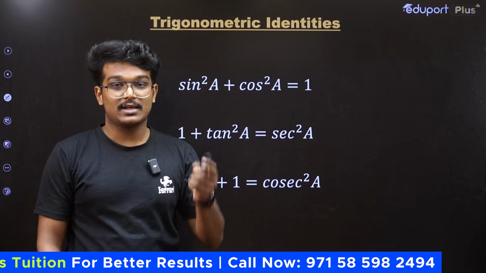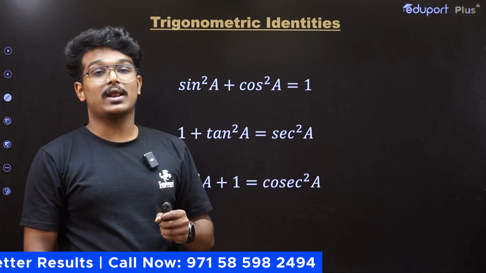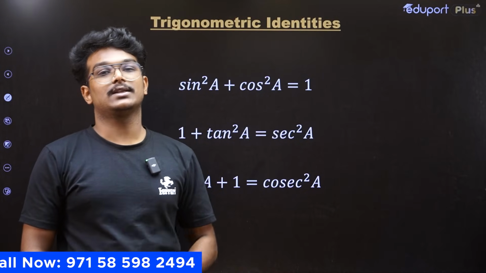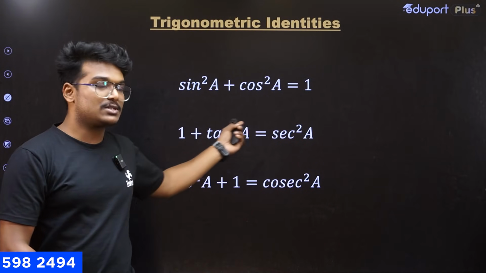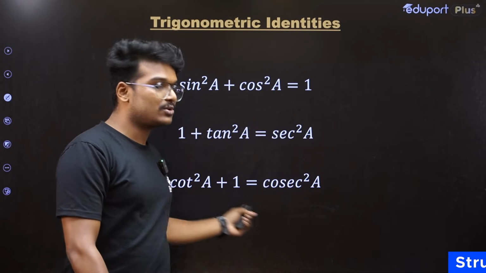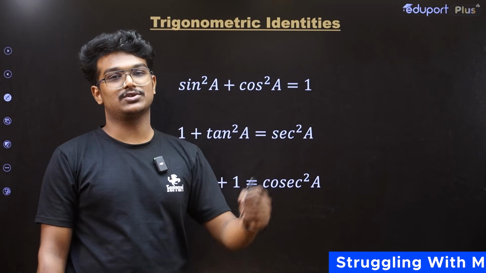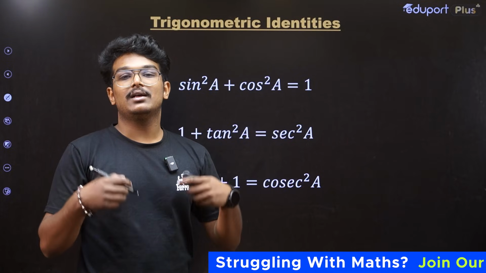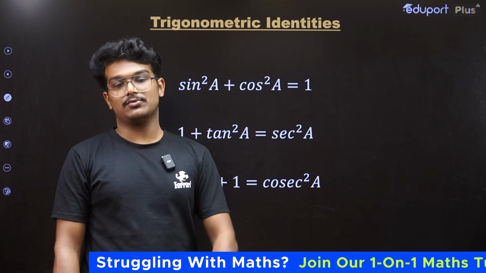I am repeating that. The first one is sine square A plus cos square A is equal to 1. Then the second one is 1 plus tan square A is equal to sec square A. And the last one is cot square A plus 1 is equal to cosec square A. Okay. Then let's move to the problems now.